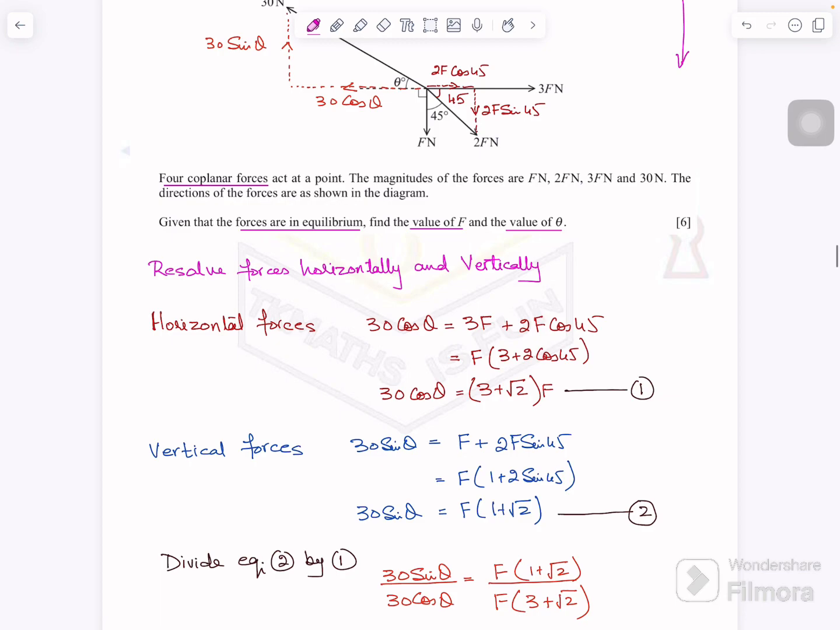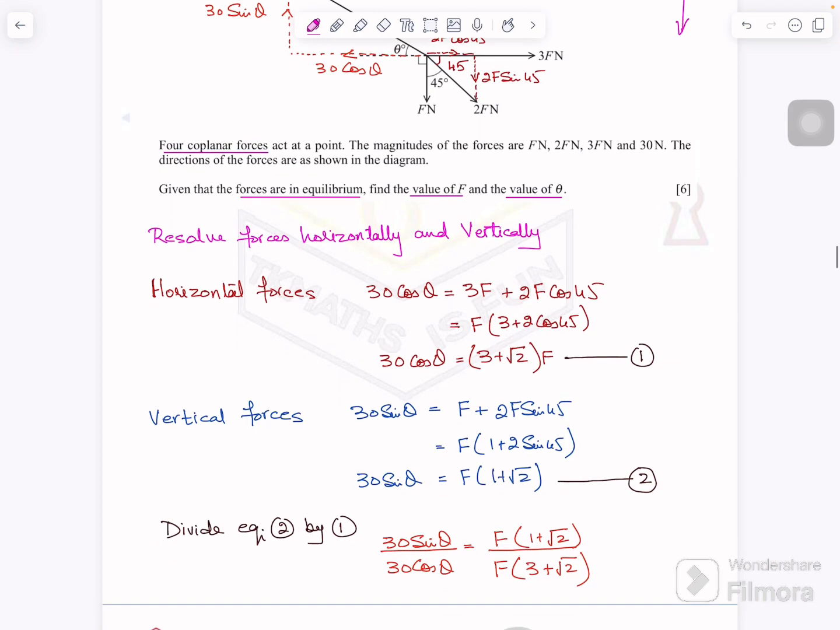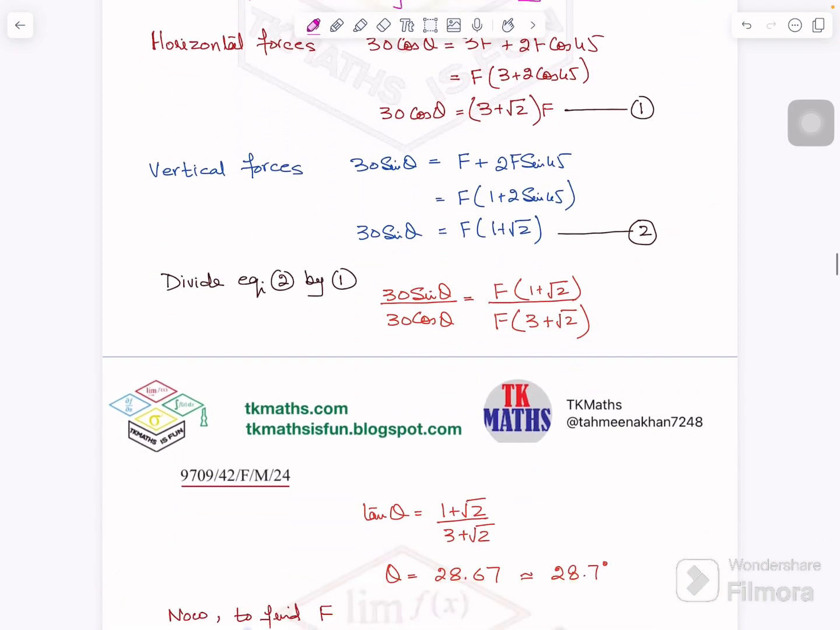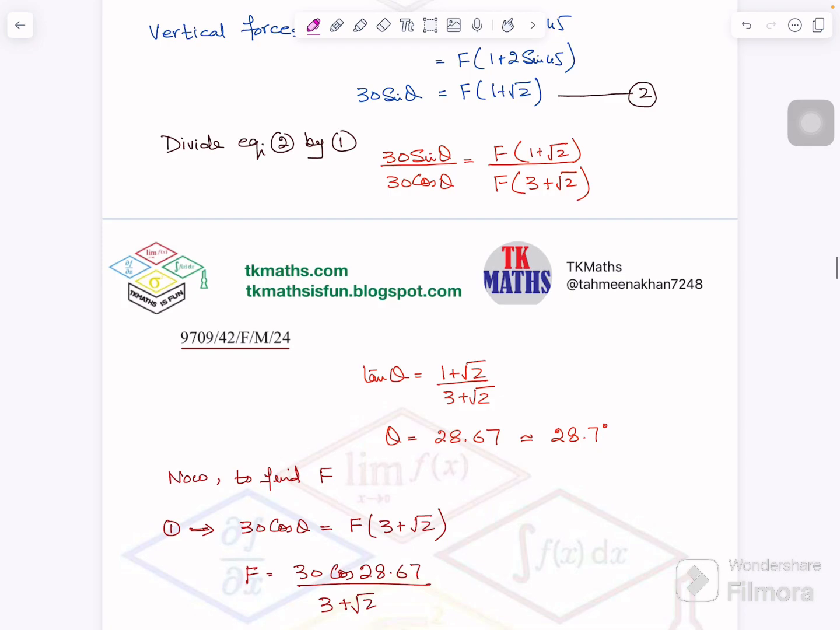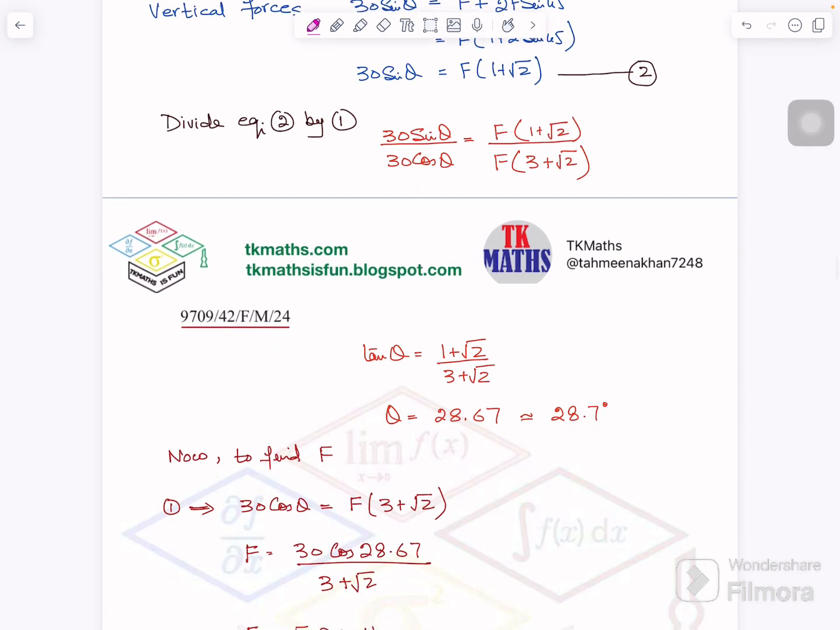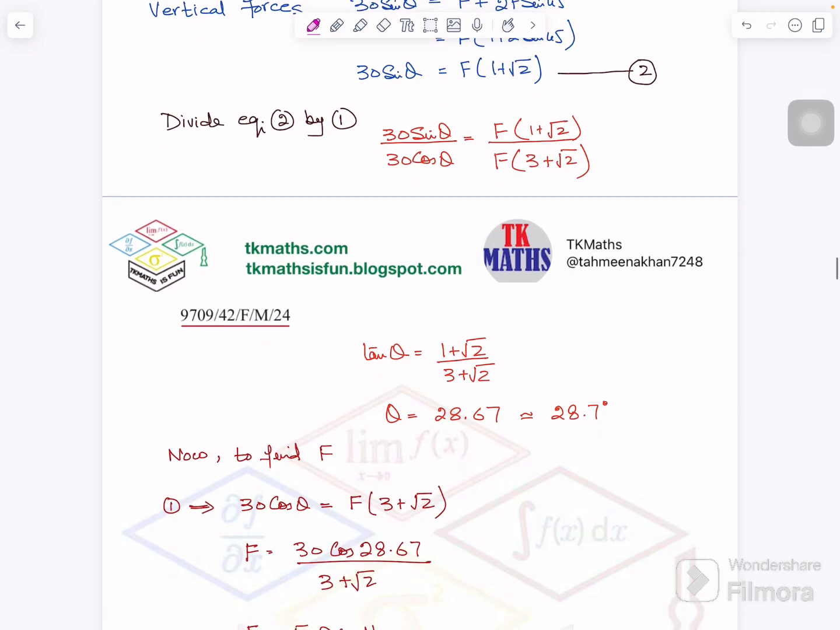So you have to resolve all the forces horizontally and vertically. It will help you to solve it. After that, you can use a calculator to get the answer. You have to find out theta and force.